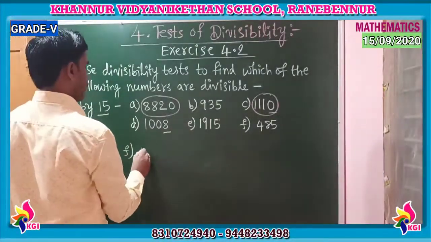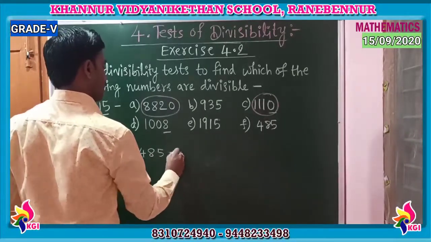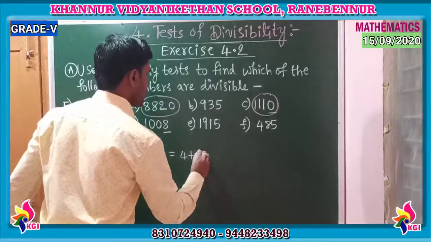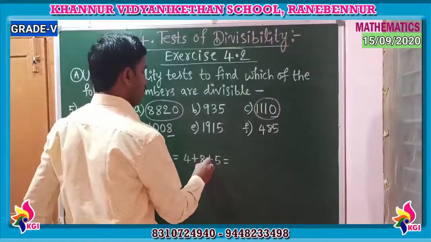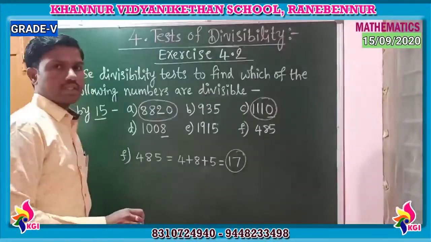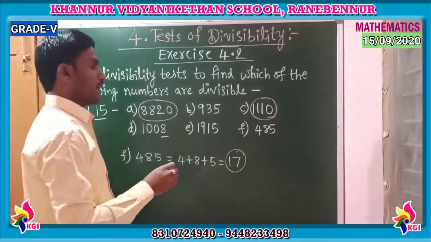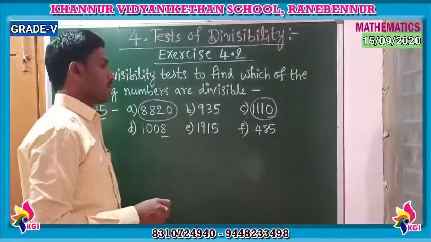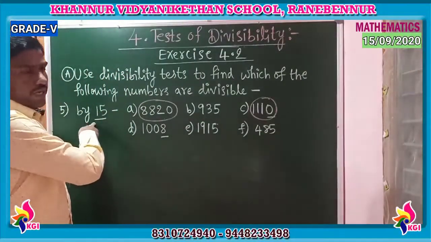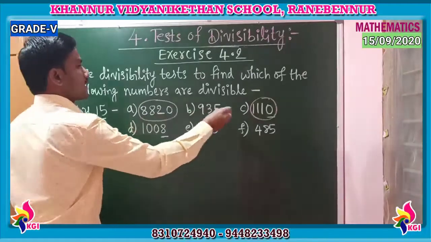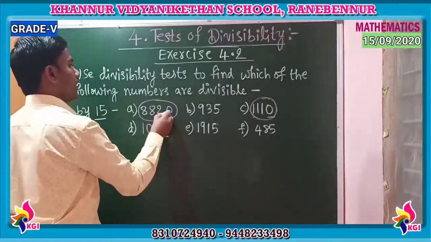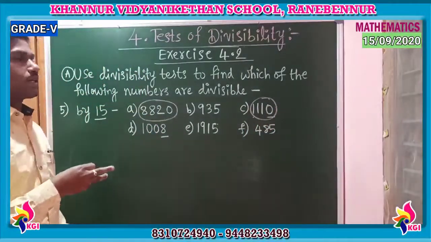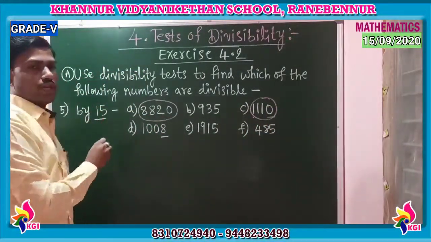Next, F, 485. The given number is 485. First of all, the sum of its digits: 4 plus 8, 12. 12 plus 5, 17. It is not divisible by 3. That's why we can say this number is also not divisible by 15. Okay, only A and C, 8820 and 1110. These two numbers are divisible by 15.